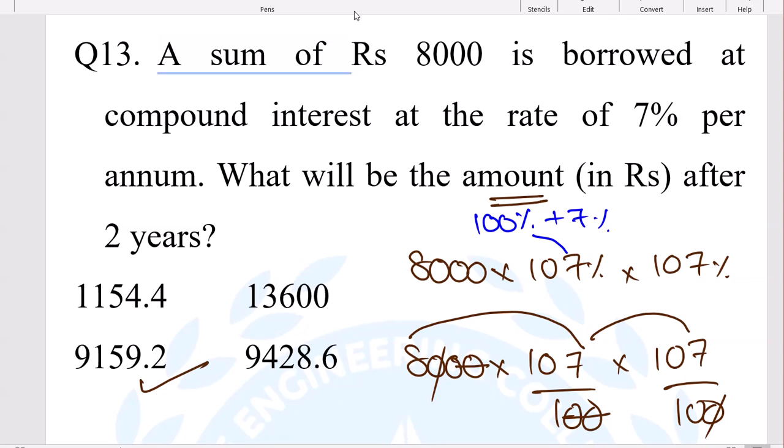No need to add 8,000 again. Some people will do this and then add 8,000 for this. Don't do that, it's already added. Okay, our job is done already.